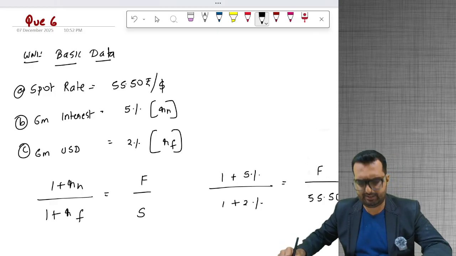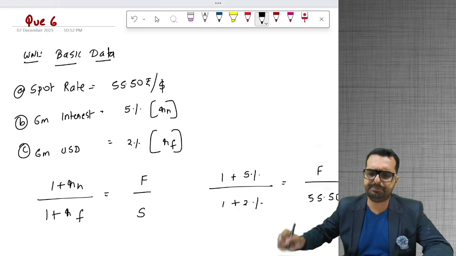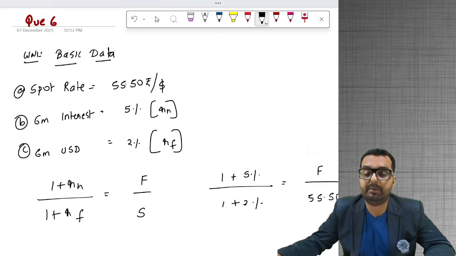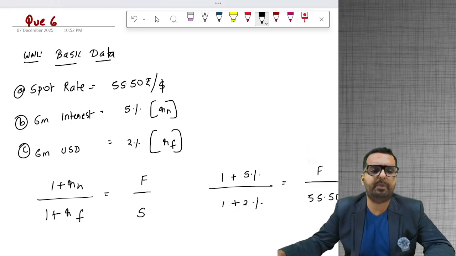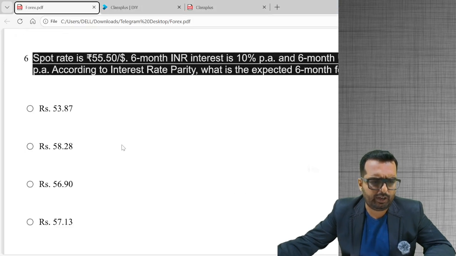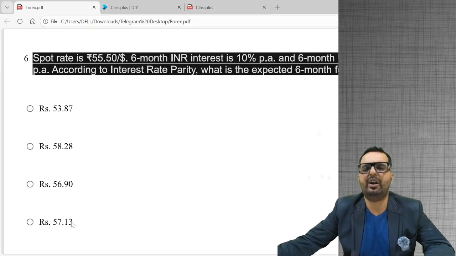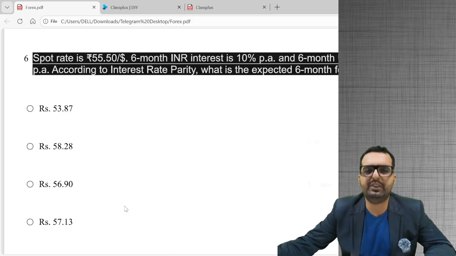Do I get the answer as 57.13 rupees per dollar, friends? 57.13 rupees per dollar. That is your forward rate. Yes, this is your answer. I hope you're clear with this question also, friends. Thank you so much.